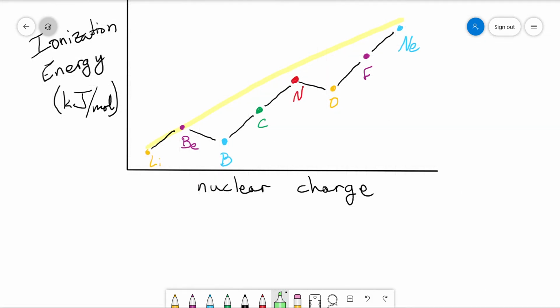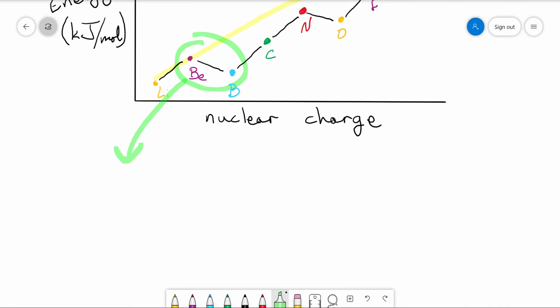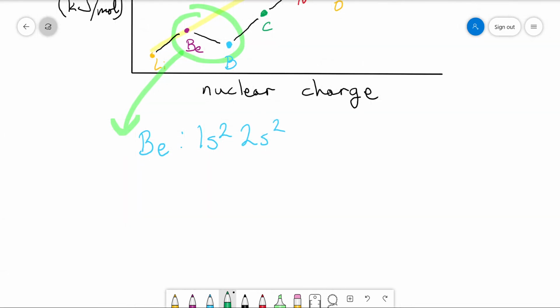So let's first take this beryllium boron exception, and let's talk about that. So what we're going to do is we're going to look at beryllium and boron, and it shouldn't be any surprise that I'm going to do the electron configurations: 1s2, 2s2 for beryllium, and for boron, 1s2, 2s2, 2p1. So there's the difference, that 2p1 electron for boron versus beryllium.